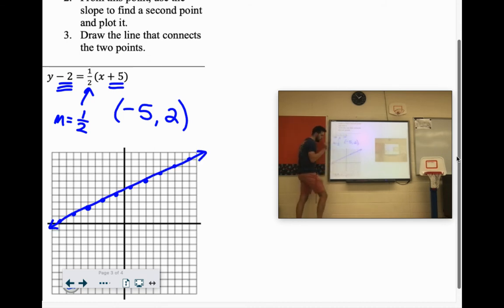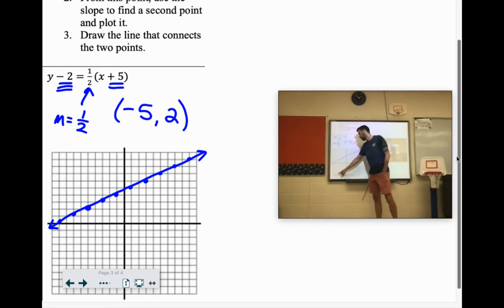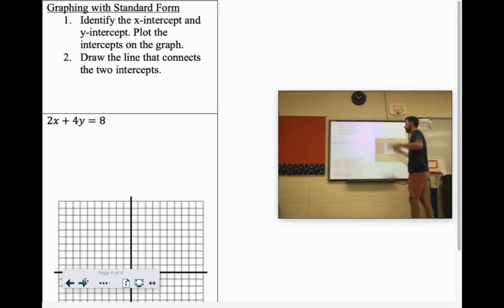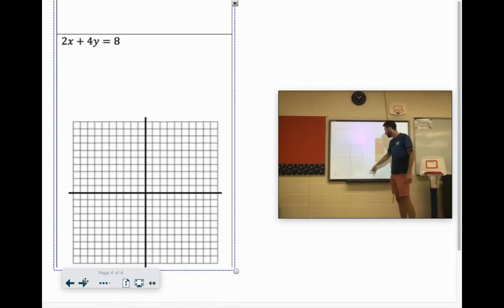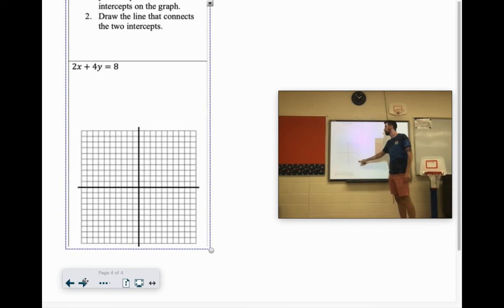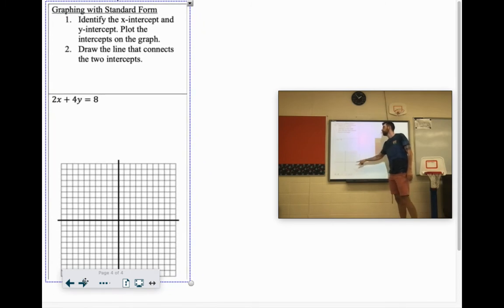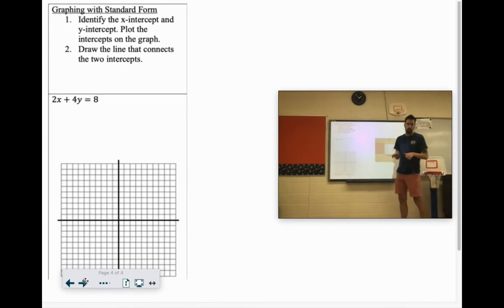All right, one more form. Standard form. Now this is probably the one you're going to use the least, honestly. But hey, it shows up. So what we're going to do is find the intercepts, where it crosses the x-axis and where it crosses the y-axis. And it's actually very easy.